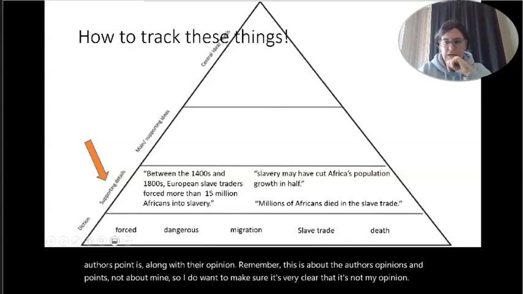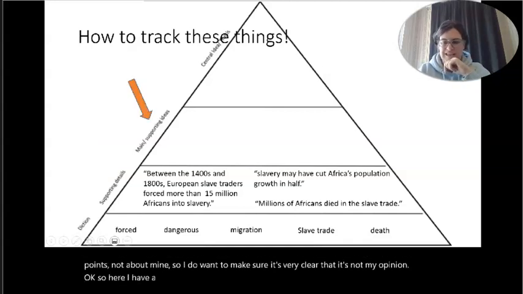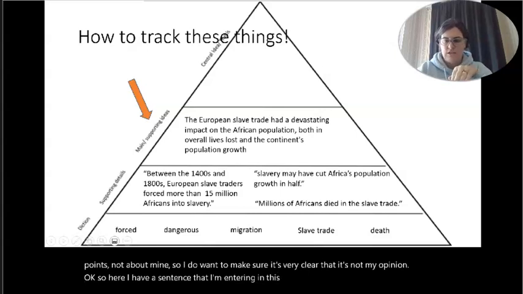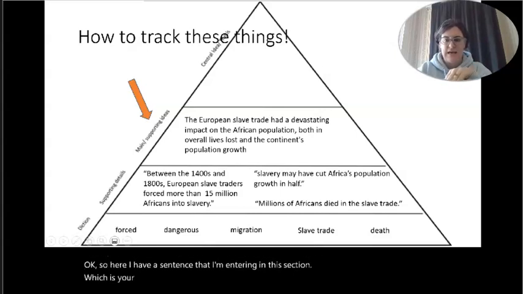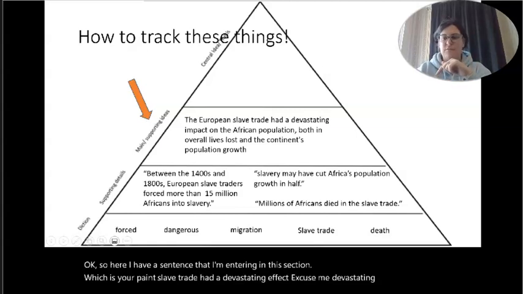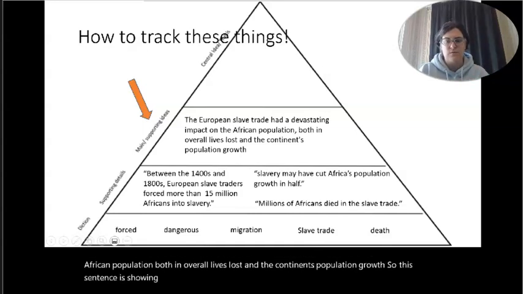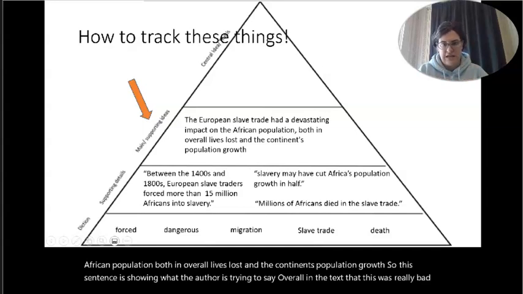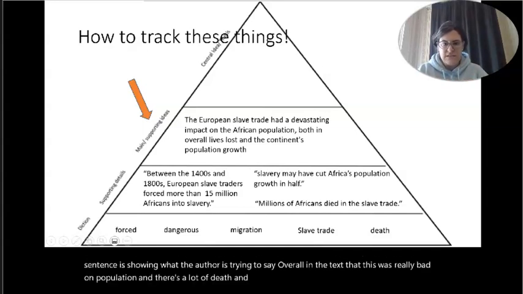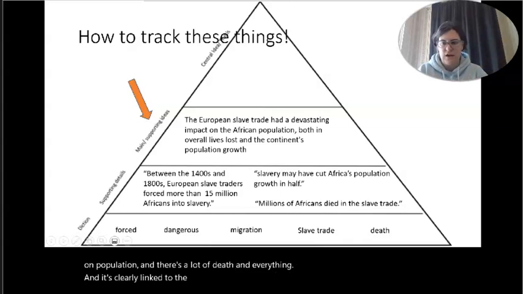Okay, so here I have a sentence that I'm entering in this section, which is: the European slave trade had a devastating impact on the African population, both in overall lives lost and the continent's population growth. So this sentence is showing what the author is trying to say overall in the text, that this was really bad on population and there's a lot of death and everything. And it's clearly linked to the multiple things that I already picked out as supporting details.